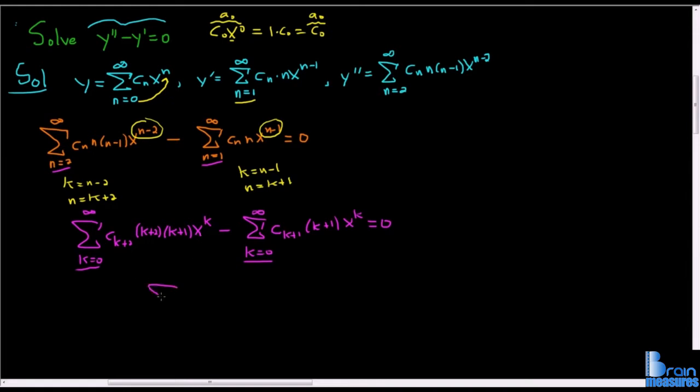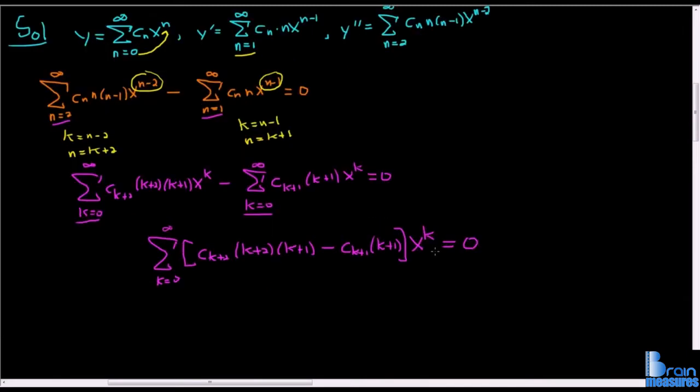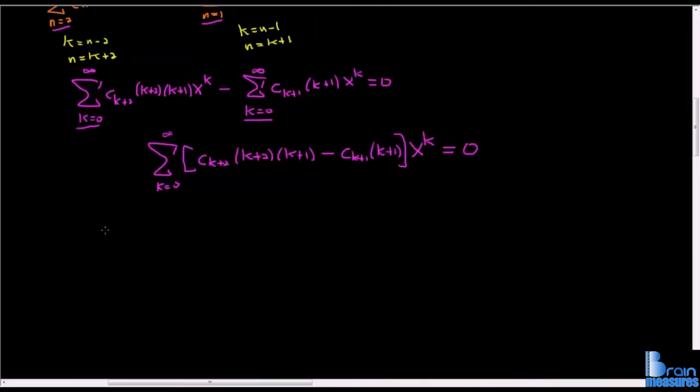Now we can combine everything. So we have the infinite sum as k runs from 0 to infinity. And I'll use a bracket here. So we have c sub k plus 2, k plus 2, k plus 1, minus c sub k plus 1, k plus 1. And all of this is being multiplied by x to the k, right? And you set this equal to 0. So this really worked out nice. It's a pretty easy first example.